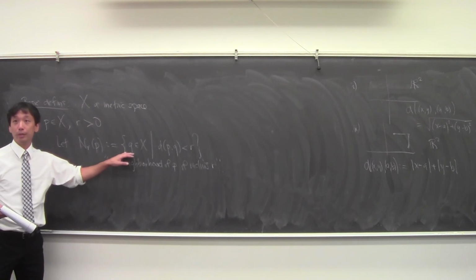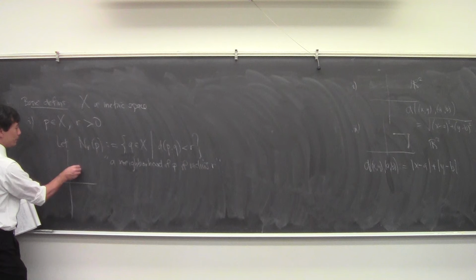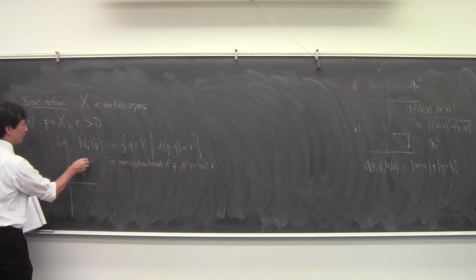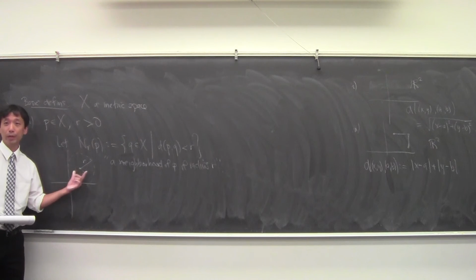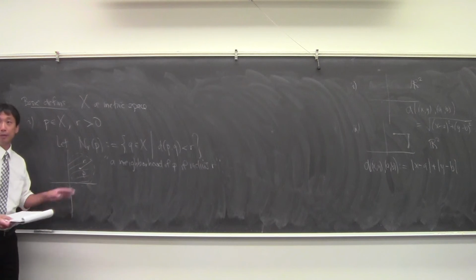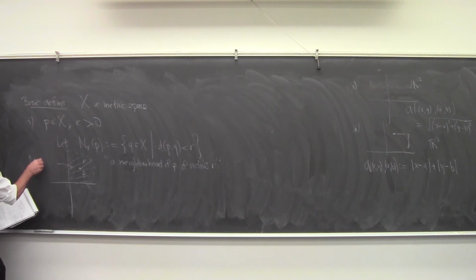So if we're in Euclidean space, what does this look like? You have some point p and you have some radius r. Well, that's just going to be the open disk, or open ball in R^2 or R^n. So this set here is your N_r(p).